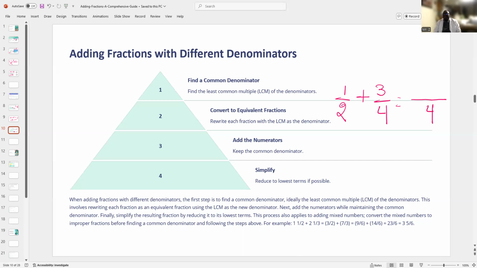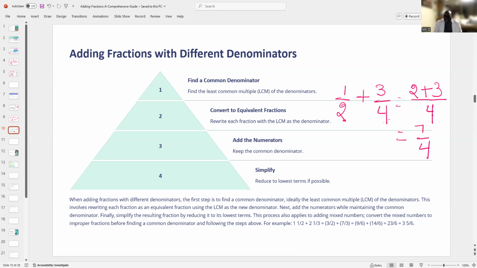Once I found that, I'm going to do 4 divided by 2. The answer I get, I'm going to multiply with the numerator on the top. 4 divided by 2 is 2. 2 times 1 is 2. You put your plus sign. 4 divided by 4 is 1. 1 times 3 is 3. So now I'm going to have 5 over 4.